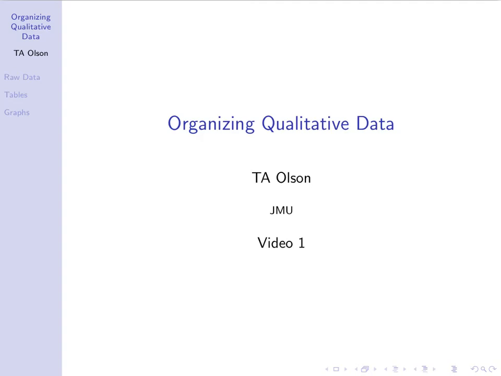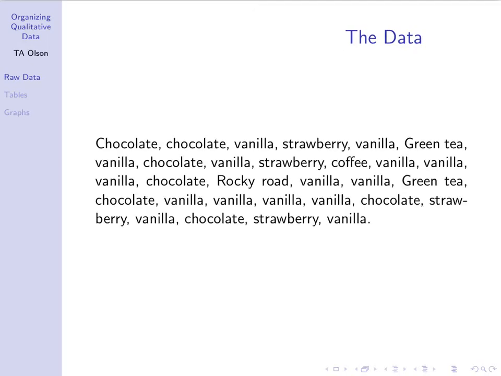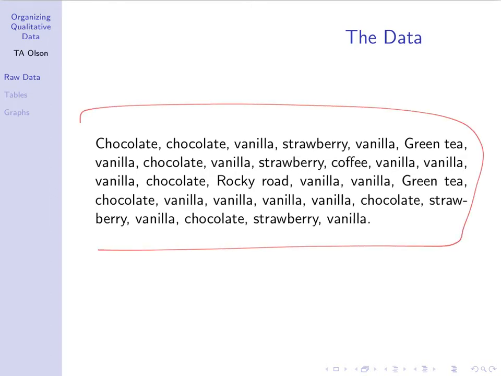In the second video, we're going to be doing graphs with our qualitative data. Remember, we had Chifaru throwing a party, and she wanted to find out what kinds of ice cream she should buy. After asking her friends, she got the data, which is kind of messy, but she had it written down, so she could organize it into our list.